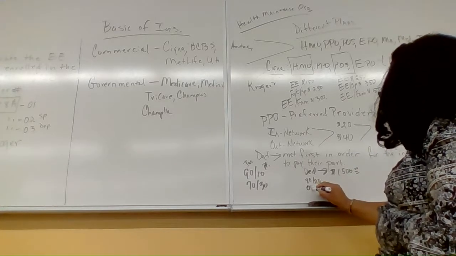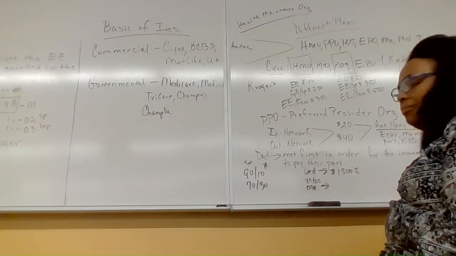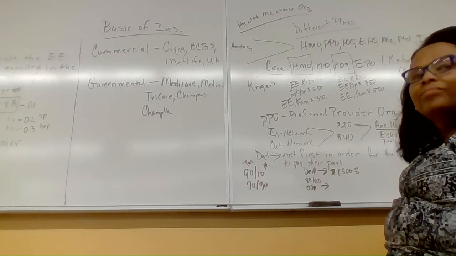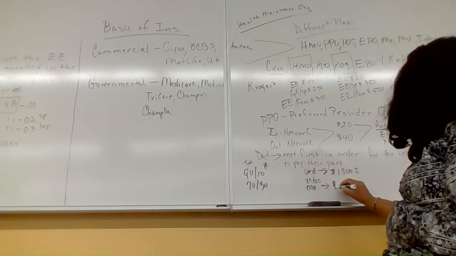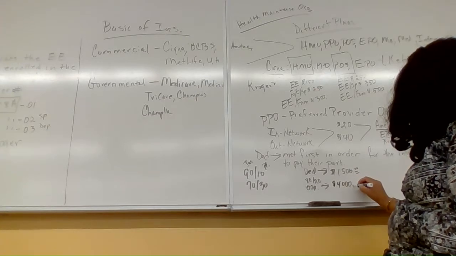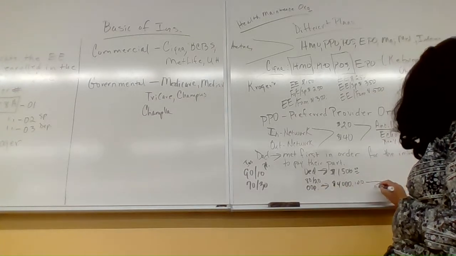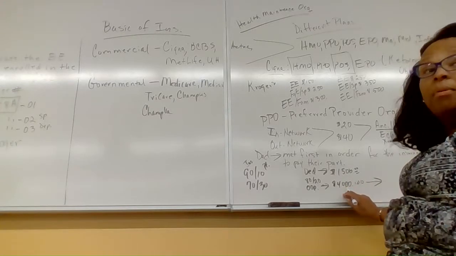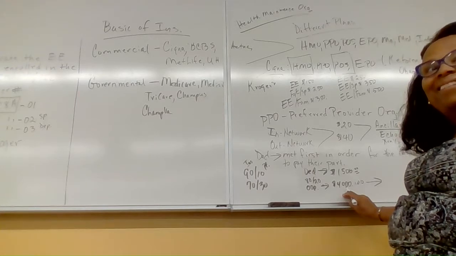All right, so 80-20 plan. Now, the out-of-pocket, the OOP. Somebody give me a number. Maximum out of pocket at the end of the year might be $4,000. Okay, 4,000. And then once that's paid for, if 4,000 is met before the end of the year, everything else is free.